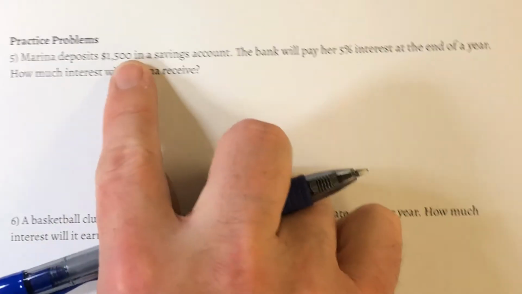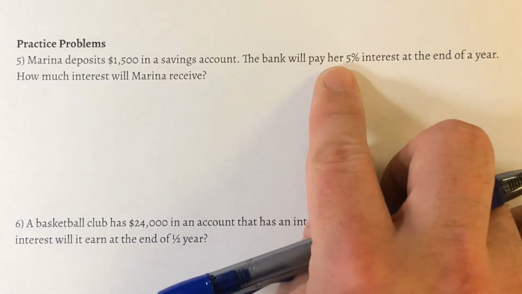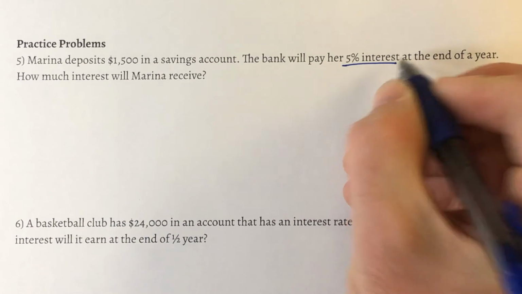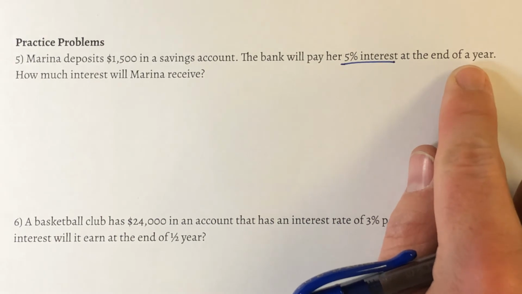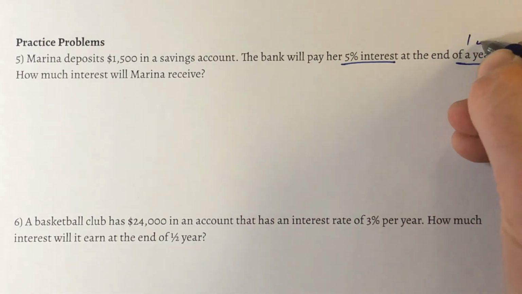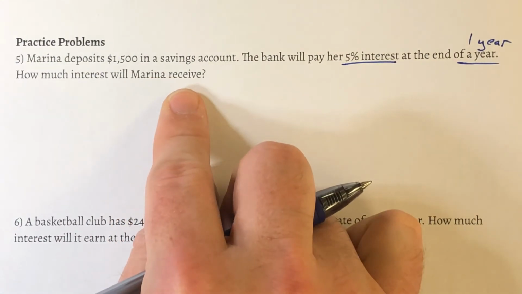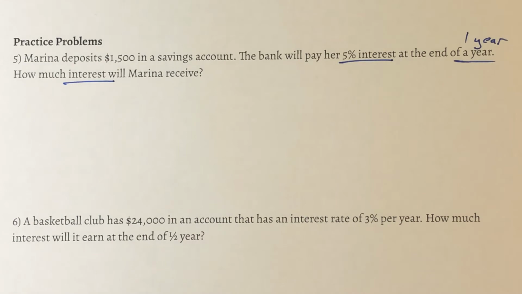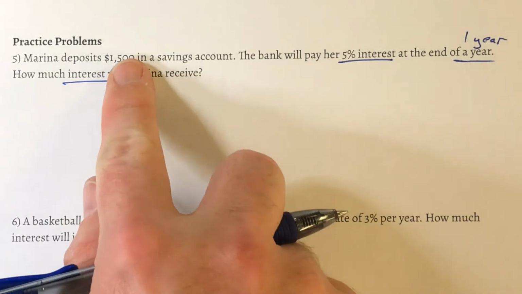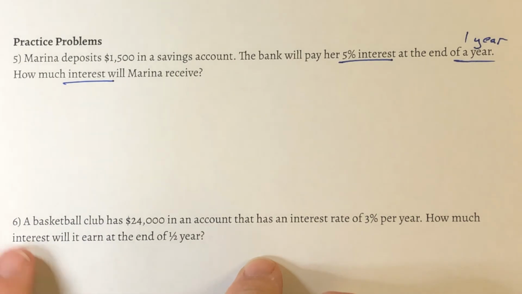Marina deposits $1,500 in a savings account. The bank will pay her 5% interest, which is ridiculously high. Anyways, they will do that at the end of a year, meaning 1 year. How much interest will Marina receive? So I want to know basically how much money she's going to get for putting some money in the bank and leaving it there. So first step, we must write our formula.